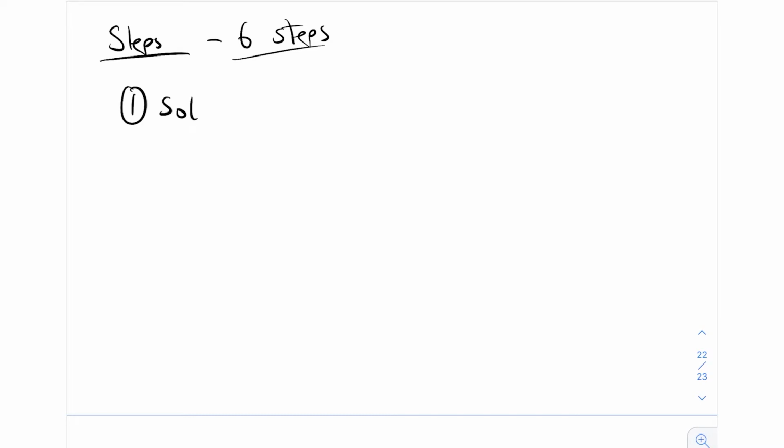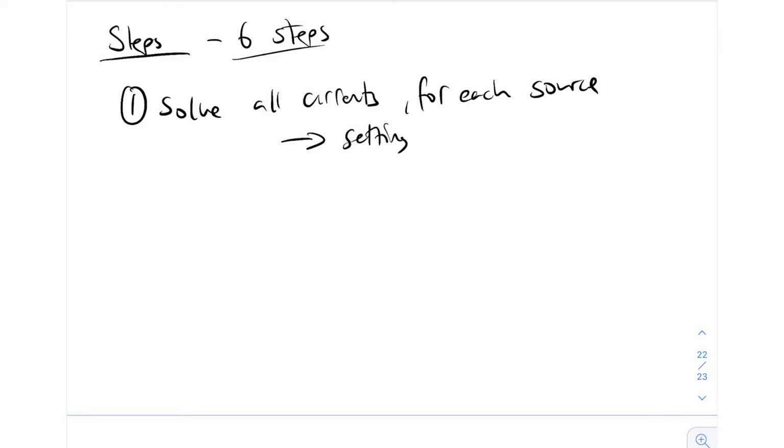All right, cool. So number 1, the first step is to solve all currents, and that's for each source. For each source, by source I mean voltage or current source, and the only way you're going to do that is by setting all other sources to 0. And I'm going to expand on this point, setting all other sources to 0, in a bit.